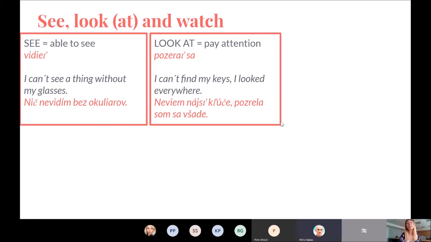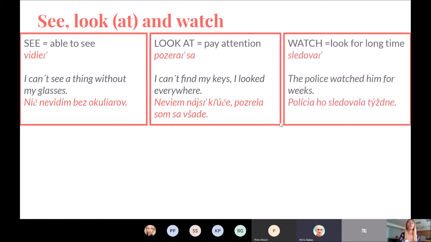And the third verb is watch. That's probably the easiest one of these three. And it's just to look for longer time. So pay attention for longer time. So for example, watch a movie or watch a sports match. So watch a football match. Or in the phrase, the police watched him for weeks. Okay, the police followed him and was looking for longer time.